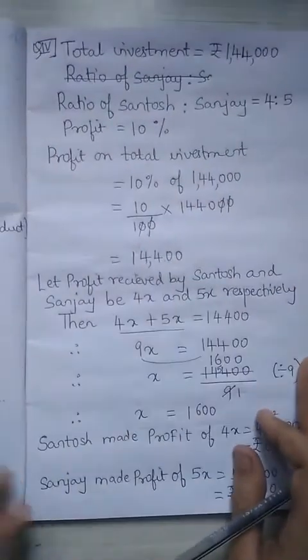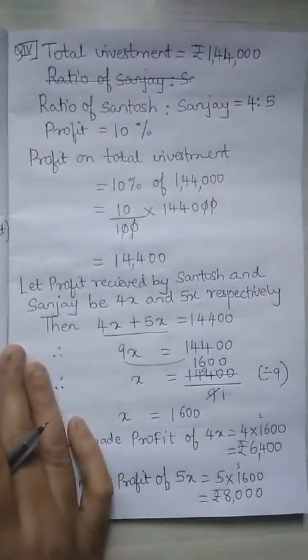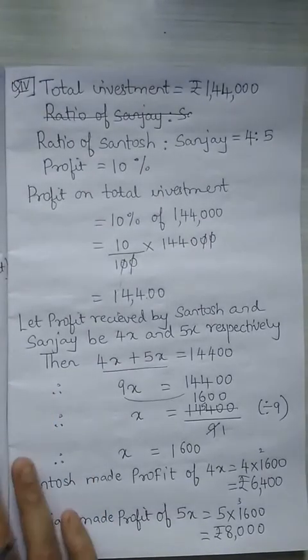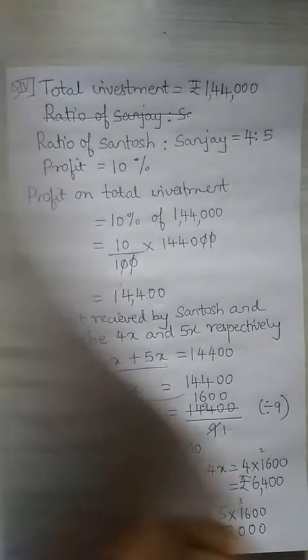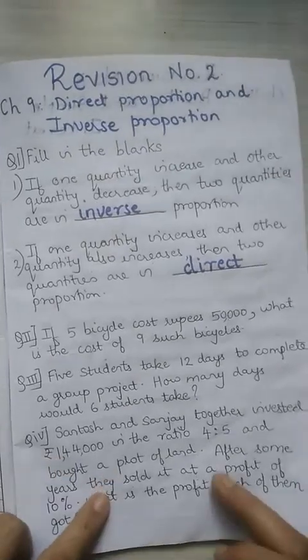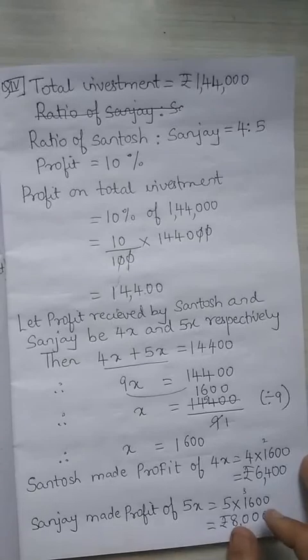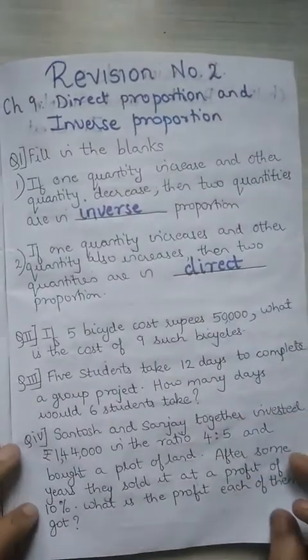So that's it with this sum number 4, girls. This was our question: how much profit did each of them get? They got so much profit. So I've solved all these 4 questions now.